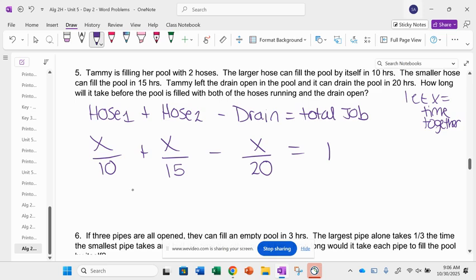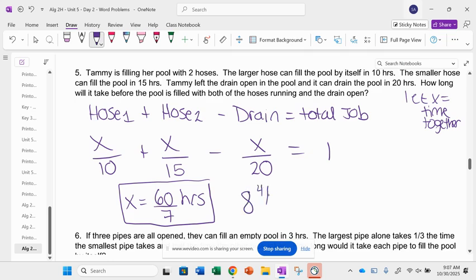So if you solve this, I don't think we need to keep going through the solving portion of it. If we solve this, we're going to get X equals 60 over 7. And because it says how long will it take before the pool is filled with both the hoses running and the drain is open, I'm looking for the time. If you were to just say 60 over 7 hours, I would take it. I'm okay with that. It's a time. If you wanted to change this to a mixed number, you'd get 8 and 4/7 hours. I would also take that.